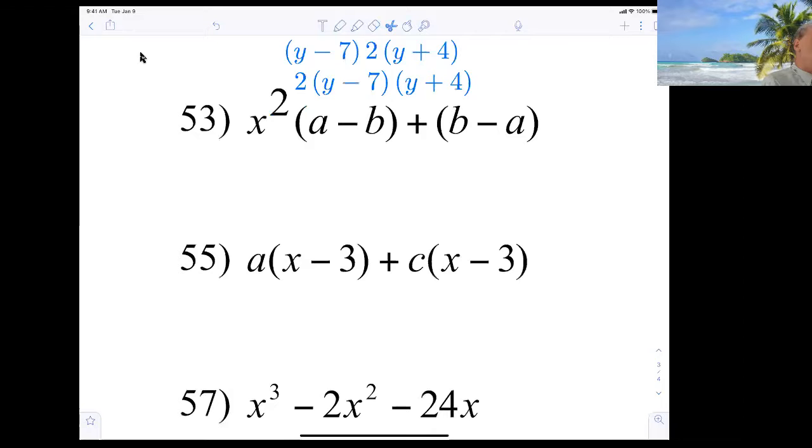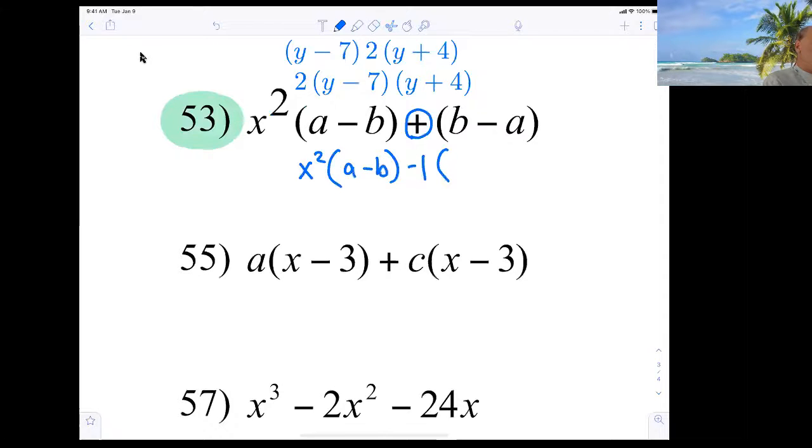Okay, 53 is another really sneaky one. What do I have to do with this plus? Make it a negative, and it's specifically a negative what? Negative 1. So I have x squared, parentheses, a minus b. I want everybody to put a minus 1 and then a minus b. Come on, Gray. No daydreaming.